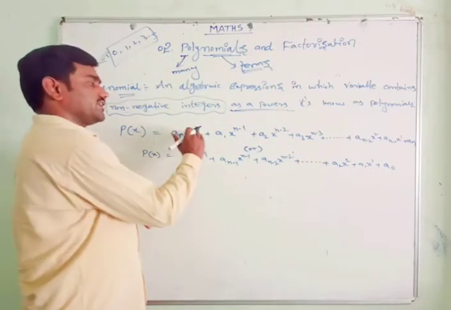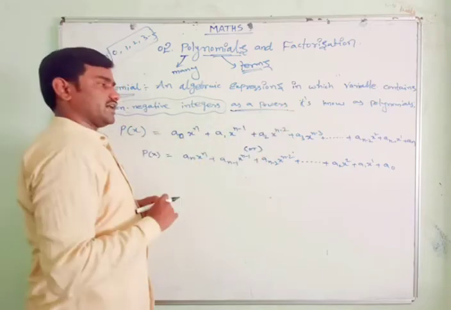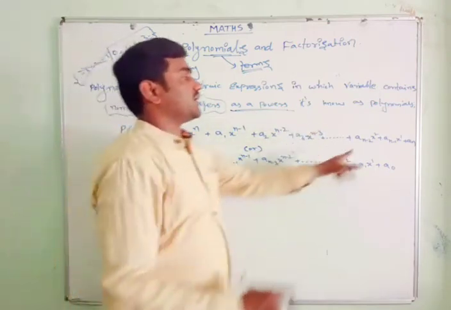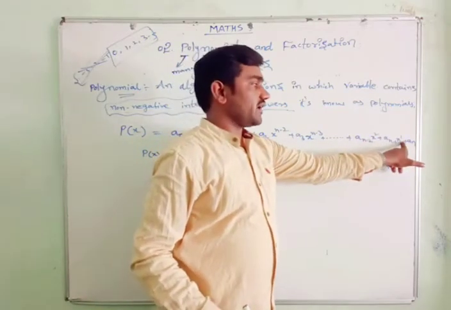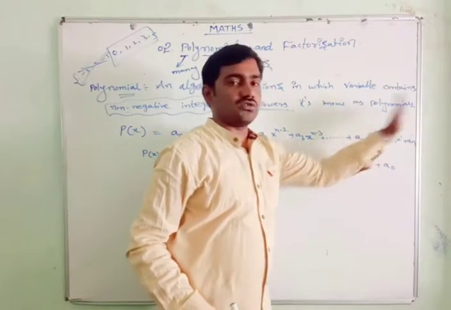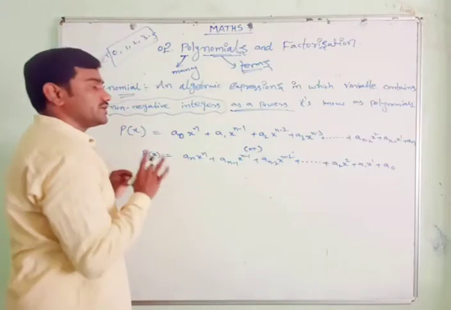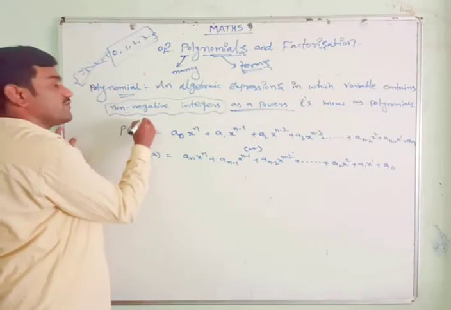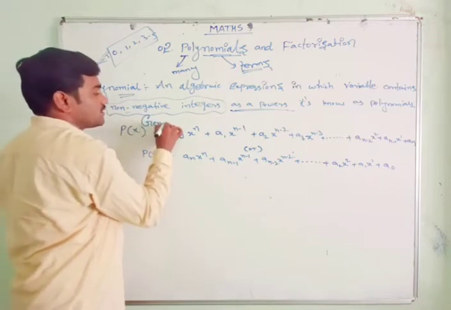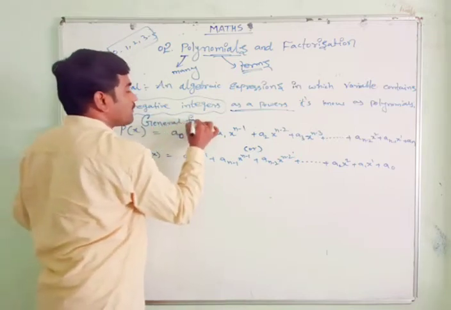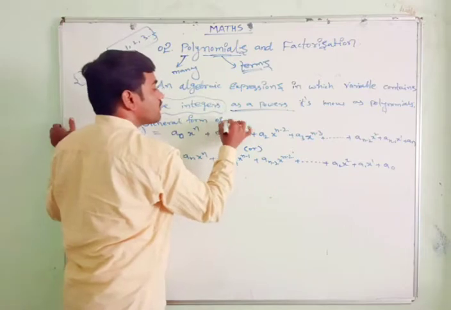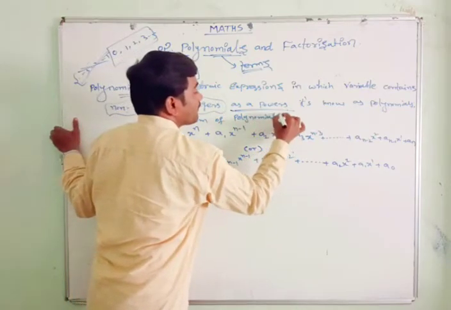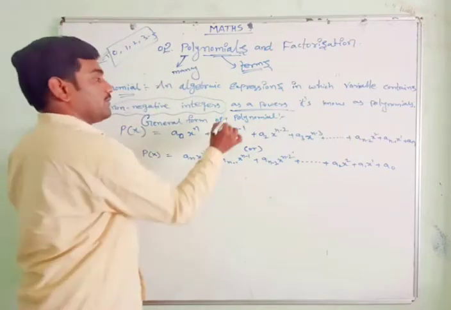See that the degrees of the variable should be in descending order: n minus 1, n minus 2, n minus 3 and so on, x square, x to the power of 1, and there is no x here. So simple, in this way you can write. See, this is the general form of a polynomial.